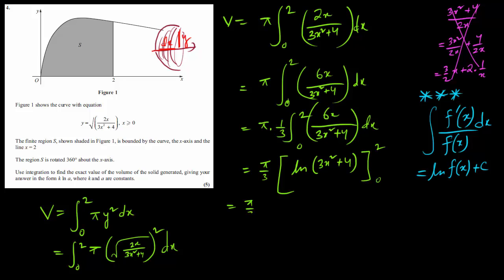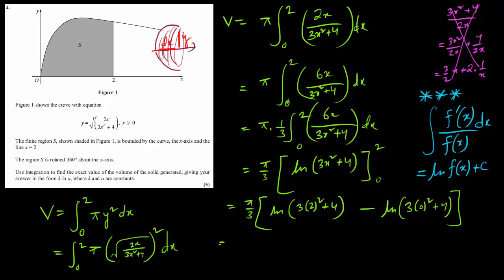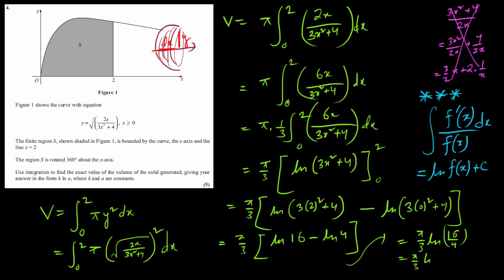So it turns out to be pi by 3 ln of, if you put 2 here, 3 times 2 squared plus 4, minus ln of, if you put 0 here, 3 times 0 squared plus 4. So it would be pi by 3, ln of 3 fours are 12, 12 plus 4 is 16, minus ln of 4. So this turns out to be pi by 3 ln of, we know log a minus log b is log a by b, that is the rule. So this is going to be 16 by 4. So pi by 3 ln of 4.